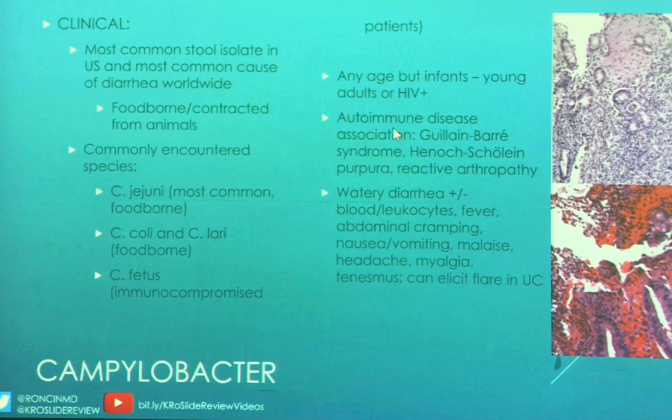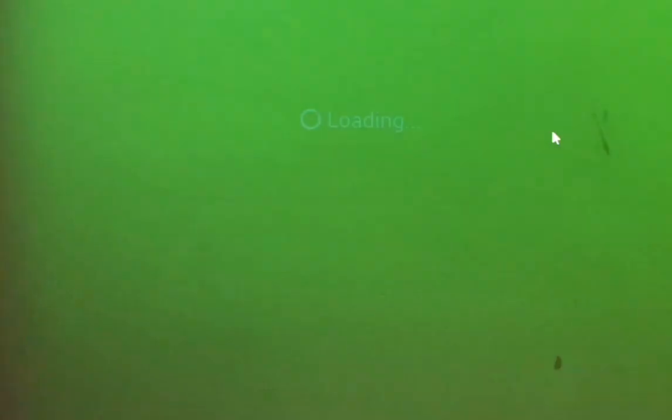The patients will complain about really watery diarrhea. There may or may not be blood in it or leukocytes, so you could have blood or white cells in it. And again, they may have fever, abdominal cramping, nausea, vomiting, and general malaise or weakness. And if they have a history of ulcerative colitis, this actually could cause a flare within them. Okay, so here we can see how sometimes it can be hemorrhagic, and here we can appreciate more of the distortion picture.